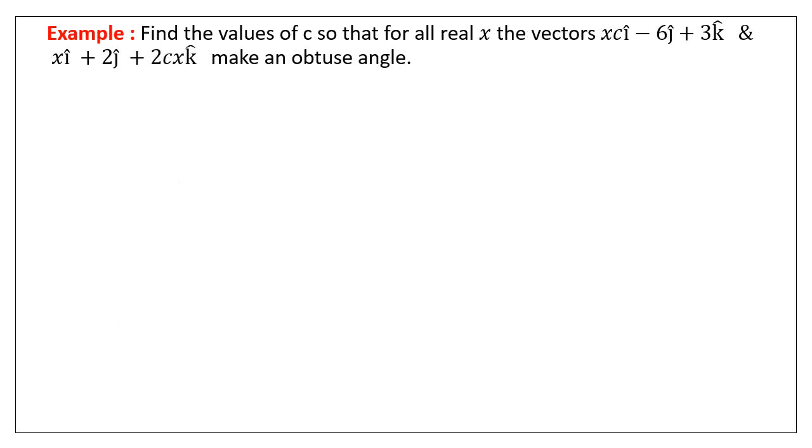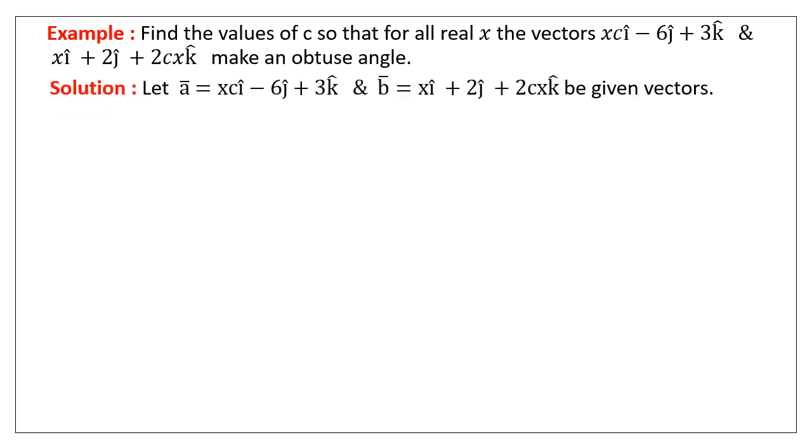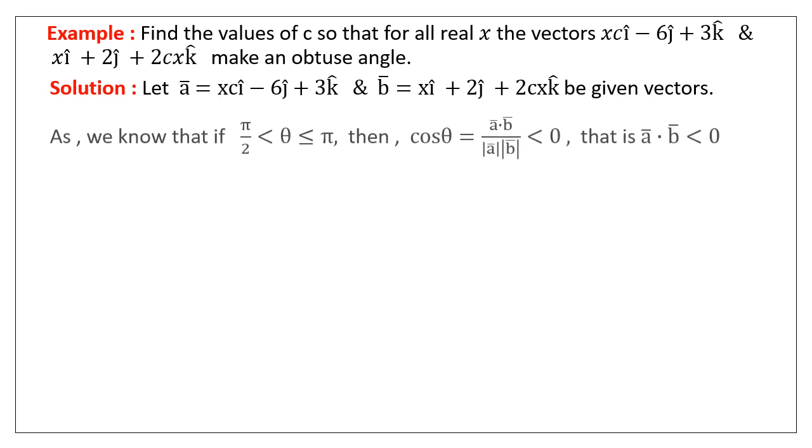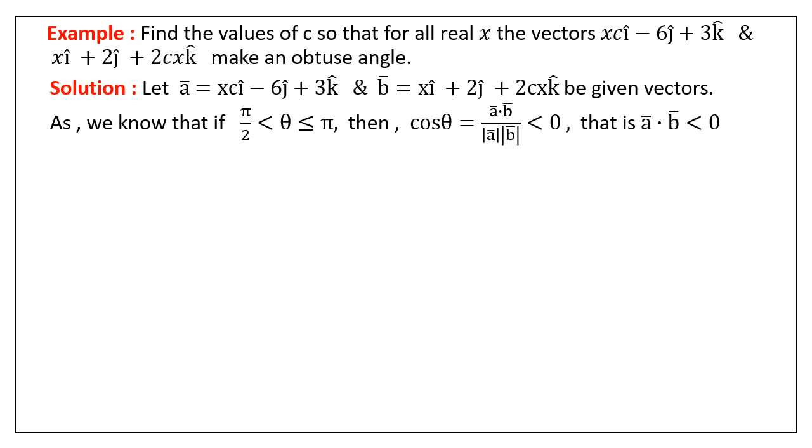Example: find the values of c so that for all real x, the vectors xc i cap minus 6 j cap plus 3 k cap and x i cap plus 2 j cap plus 2cx k cap make an obtuse angle. Solution. Let a bar and b bar be the given two vectors. As we know, if theta is obtuse, then cos theta is negative. In the second quadrant, cos theta is negative, which gives us a bar dot b bar also negative. Using this condition, we will find the value of c.